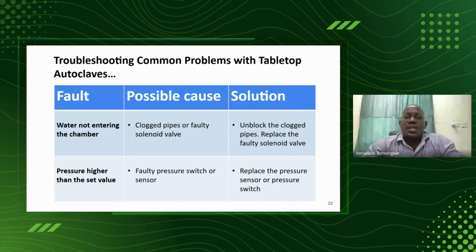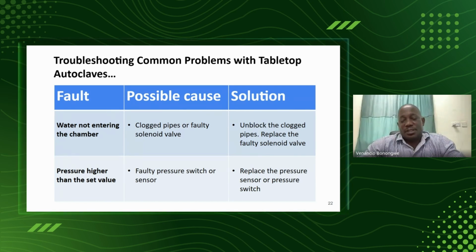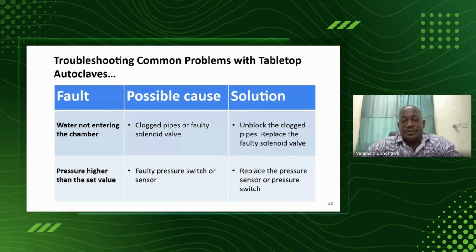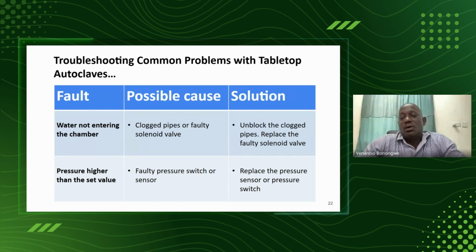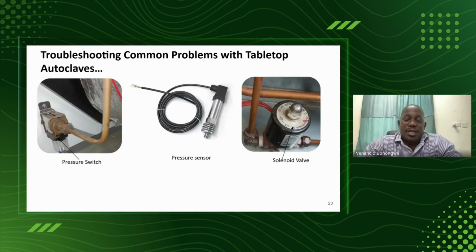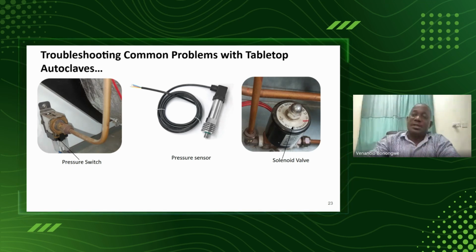Another problem is water not entering into the chamber. This can be caused by clogged pipes or faulty solenoid valves. So as a solution, you need to check if the pipes are clogged, then you unblock the clogged pipes and replace the faulty solenoid valve if it's faulty. Pressure higher than the set value. If the pressure is higher than the set value, you go straight and check the pressure switch, just because the pressure switch is the one that regulates the pressure. So if it is faulty, then you replace the pressure switch or the pressure sensor. In the picture there, we are seeing the pressure switch, and we are also seeing the pressure sensor, and we are also seeing the solenoid valve.